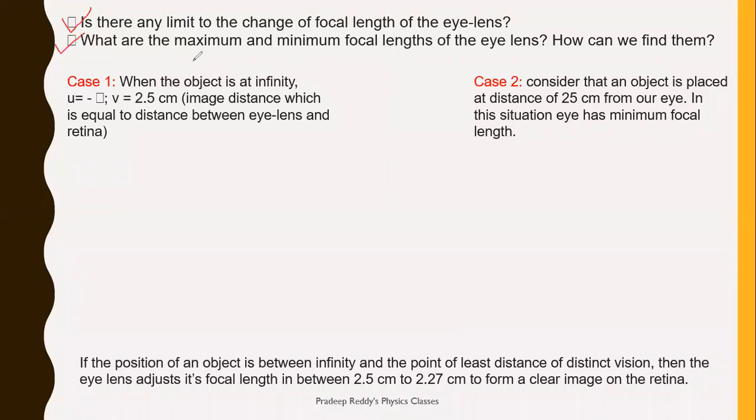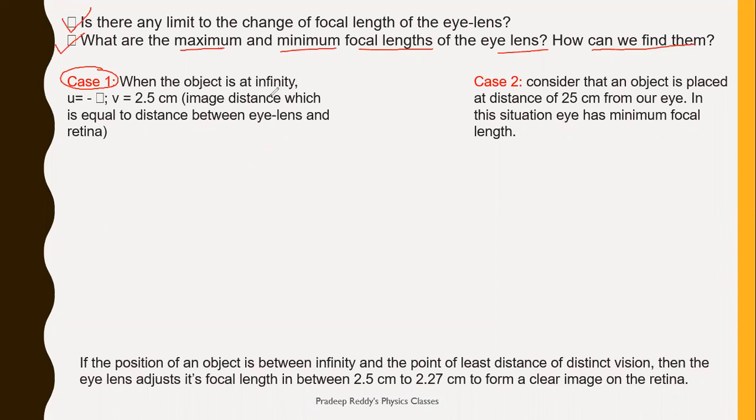Similarly, in question 2, what is the maximum and minimum focal length for the eye lens? So our eye lens has some focal length range. What is that particular focal length range and how can we find it? We are able to find it in these two particular cases. Now coming to case 1: when the object is at infinity.